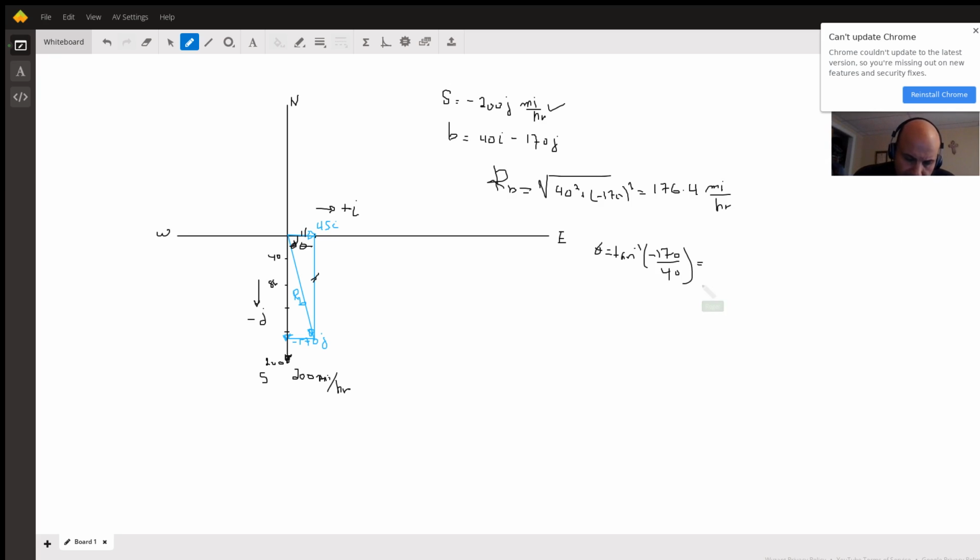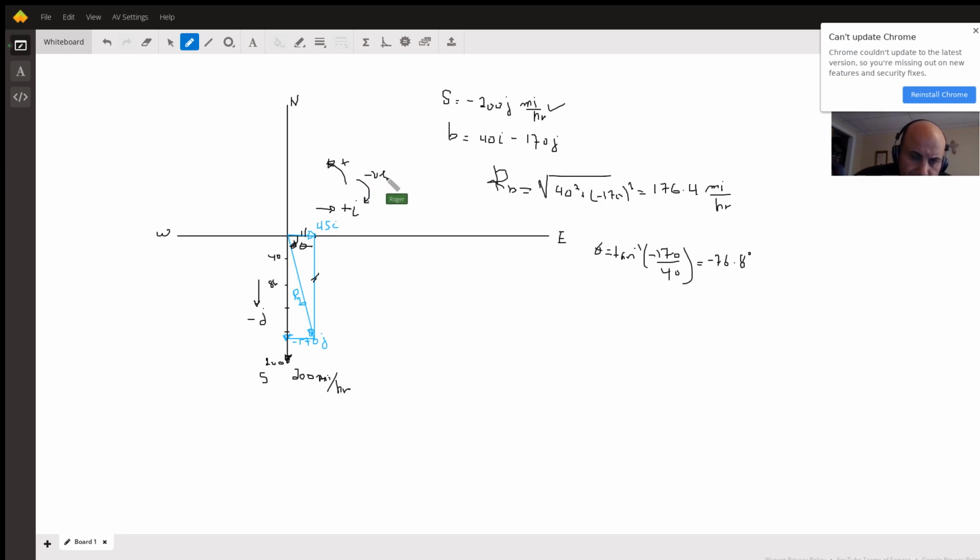So take that and find tangent inverse of minus 170 over 40. You get minus 76.8 degrees. And notice you got a negative because the rotation clockwise from the x-axis around the Cartesian system of coordinates is a negative value, because positive is counterclockwise and negative is clockwise.